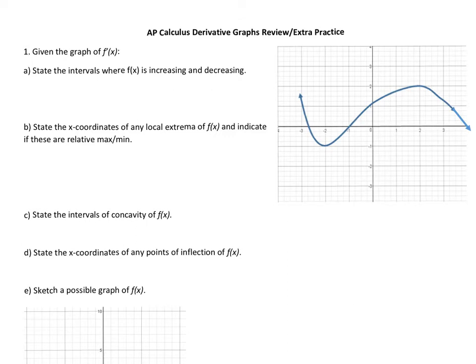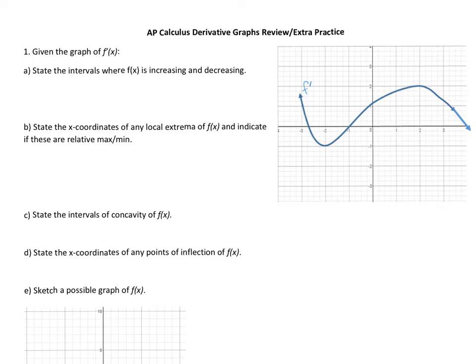This is a little extra practice on derivative graphs, interpreting the information that we can obtain when we view the graph of a derivative. So this first one says, given the graph of f prime of x, state the intervals where f of x is increasing and decreasing. So basically, we are told that this graph right here is our f prime graph. So let's go ahead and label that, and we will call this f prime.